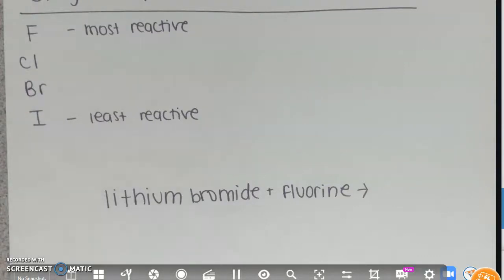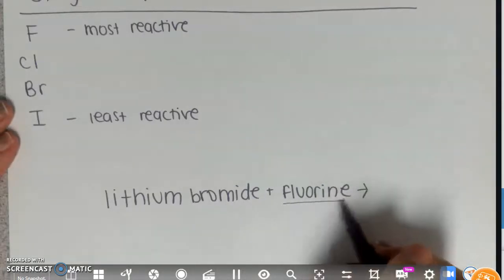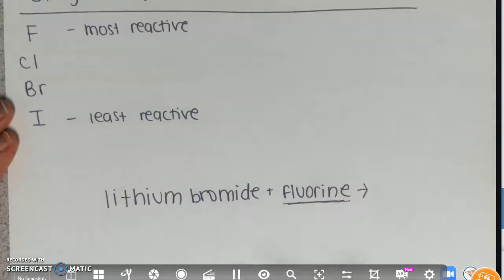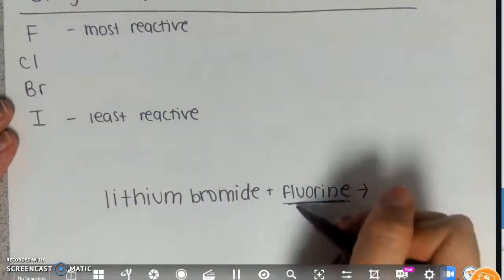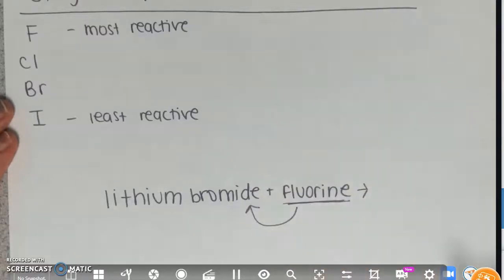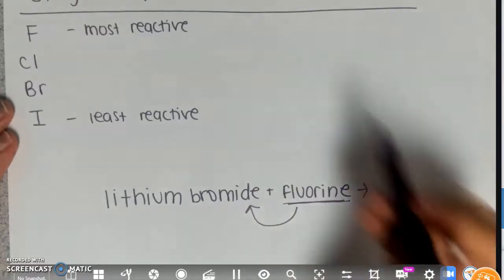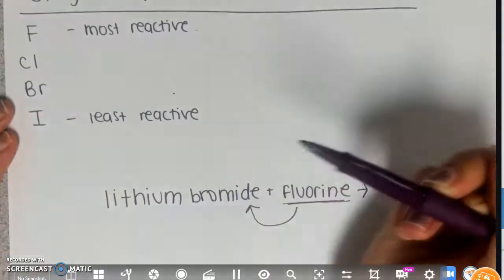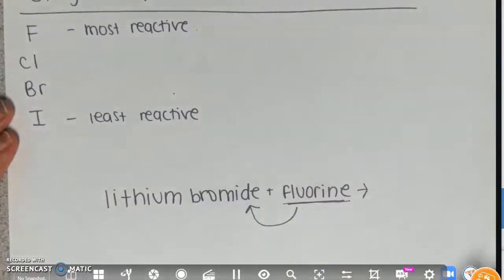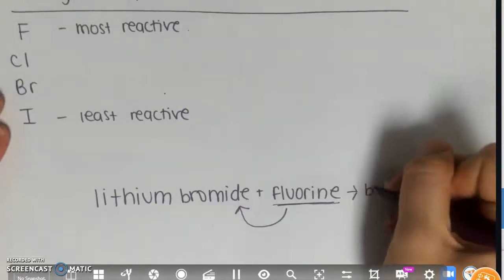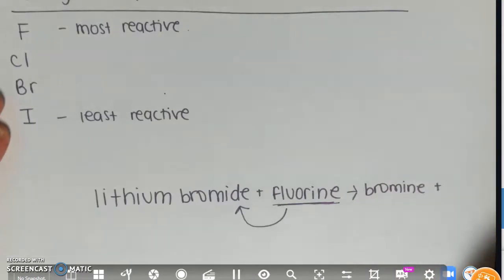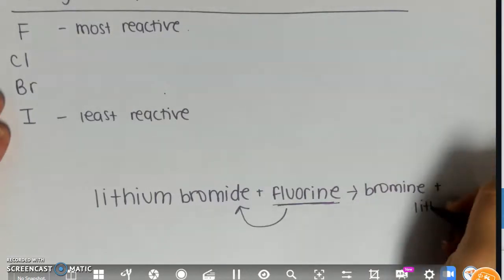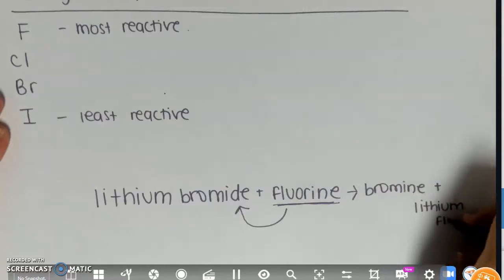So looking at this example, lithium bromide plus fluorine. I would look at this, okay, fluorine is the thing by itself. Fluorine is a nonmetal. So fluorine wants to replace the nonmetal in this compound. Fluorine wants to replace bromine. Check, is fluorine more reactive than bromine? Yes, it is. So this reaction happens. Now bromine is by itself, and then the lithium and the fluorine are partnered together. So plus lithium fluoride.